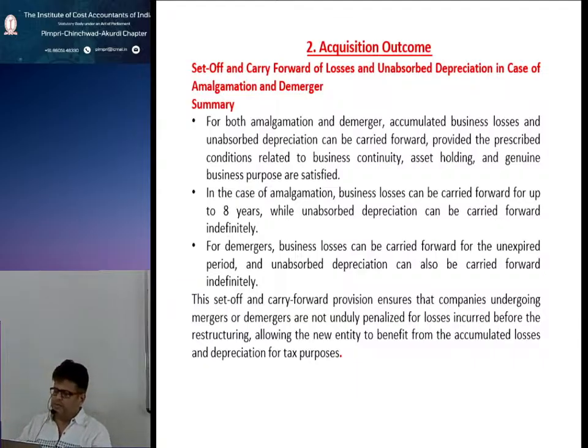In case of amalgamation, business loss can be carried forward for up to 8 years, while unabsorbed depreciation can be carried forward indefinitely. For demergers, business loss can be carried forward for the unexpired period, and the unabsorbed depreciation can also be carried forward indefinitely. This set off and carry forward provision ensures that companies undergoing mergers or demergers are not unduly penalized for losses incurred before the restructuring, allowing the new entity to benefit from the accumulated losses and depreciation for tax purposes, and thereby motivates various organizations to get into corporate restructuring by way of amalgamation and demerger.